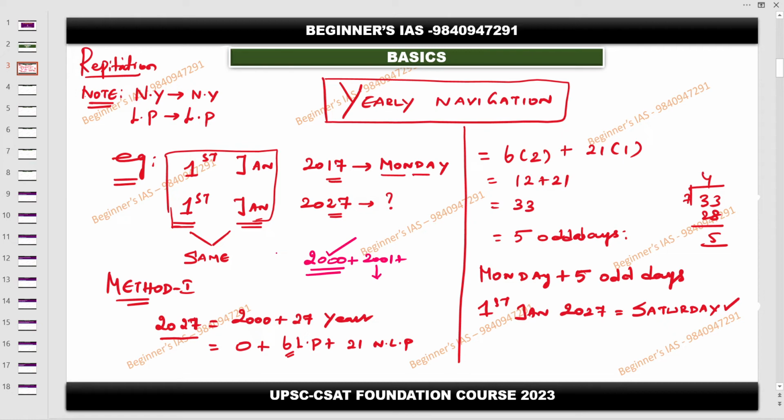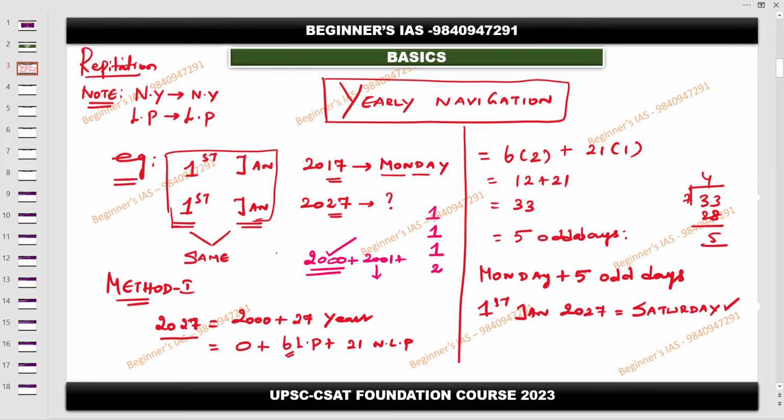2001 contains how many odd days? One odd day. Okay, so you just move on with that method also. 2001 contains 1 odd day, 2002 contains 1 odd day, 2003 contains 1 odd day, 2004 contains 2 odd days. Yes, like that also you can do. In that method also you will get the similar answer.